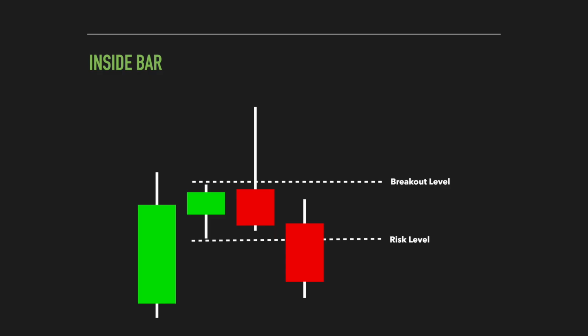What's more important is that you're managing risk so that your losses are still very small and very controlled. And that's where the risk level is going to come into play. Once it starts to break down below the inside bar's low, or our risk level in this case, that is exactly where you want to cut your losses and manage your risk for that position.